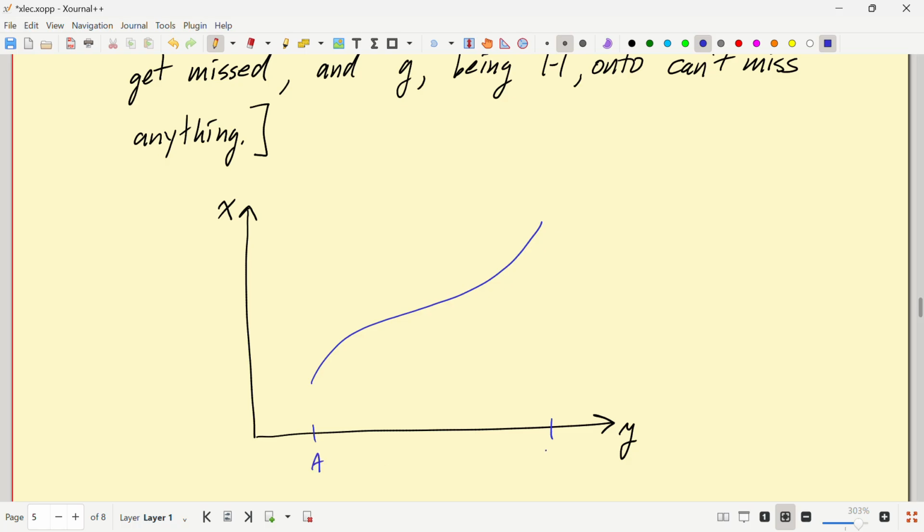This would be A, and this would be B. This would be little a, this would be little b. And if g had jumps, I'd miss something between A and B, and I can't miss anything between A and B. So this would be a graph of x equals g of y. And that thing can't have jumps, because if it did, it'd miss something. It can't miss any segments.